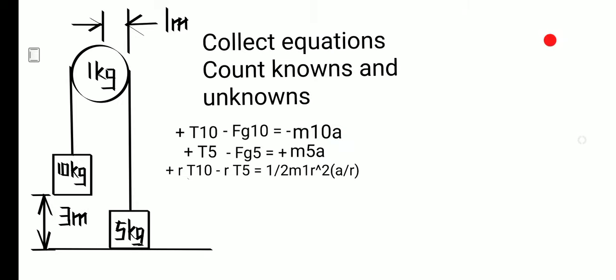Here we are. So now we collect all of our equations and we count our knowns and unknowns. We know gravity and we know mass. So we know FG10, FG5. We know our masses, M10 and M5. We know our radius, so we know the R. We know M1. We're given that. Okay. So we're just left with T10, T5, and A.